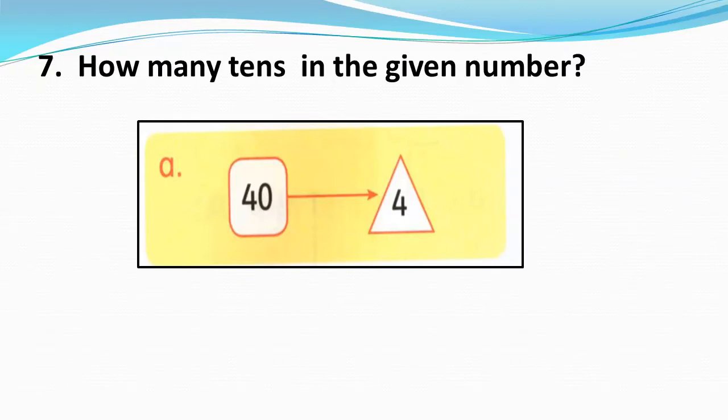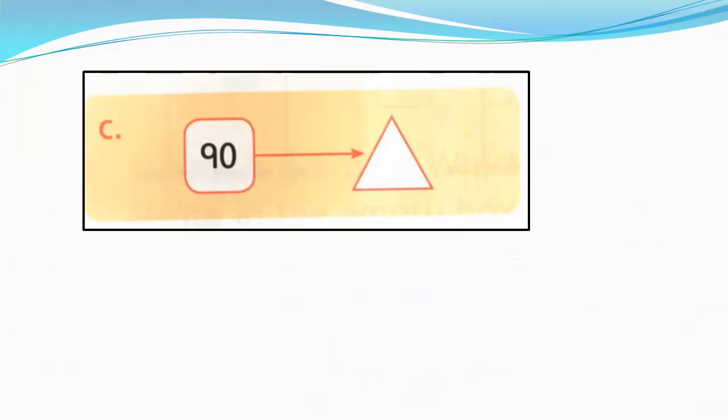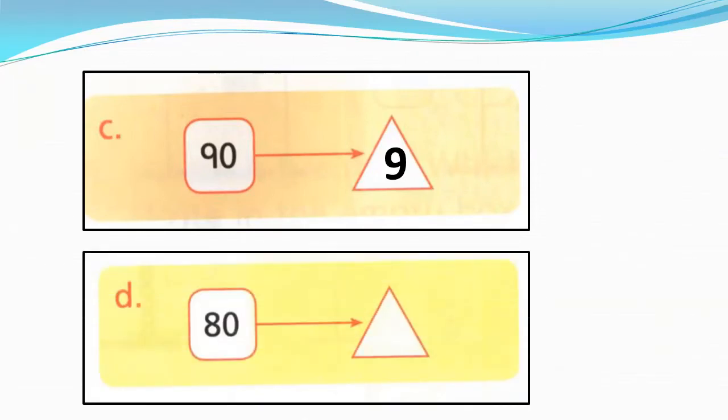Now in number 60, how many tens are there in number 60? Yes, there are 6 tens in 60. Here is number 90. So how many tens are there in 90? Yes, 9 tens. Now in number 80, how many tens are there in number 80? Yes, 8 tens.